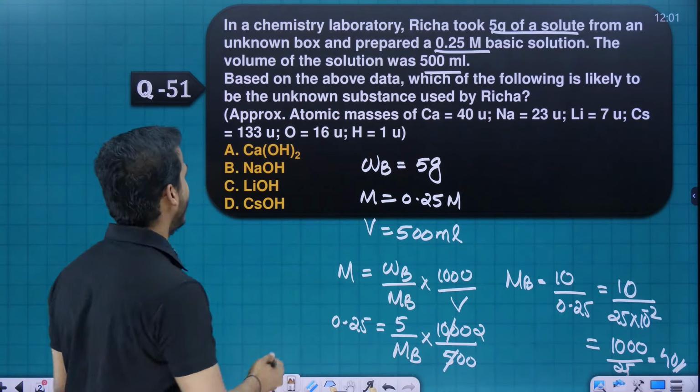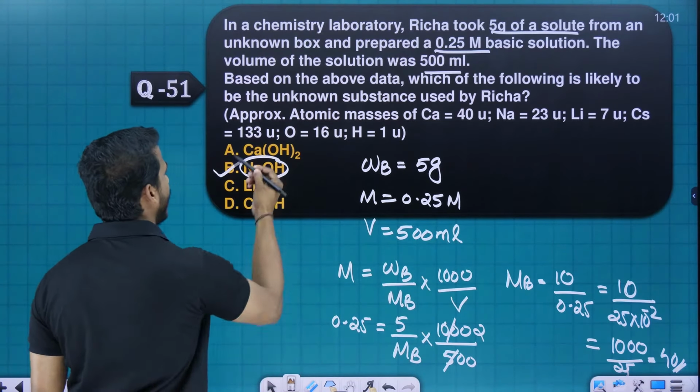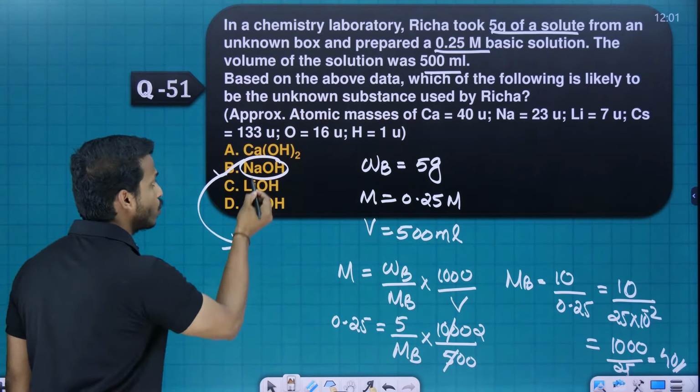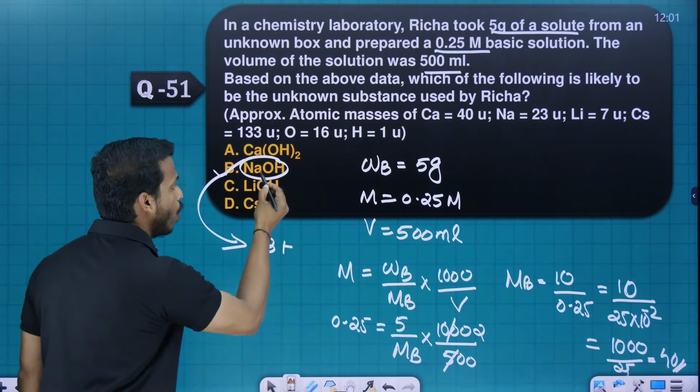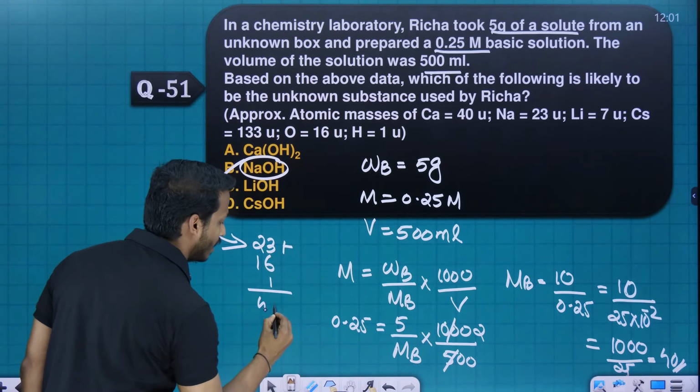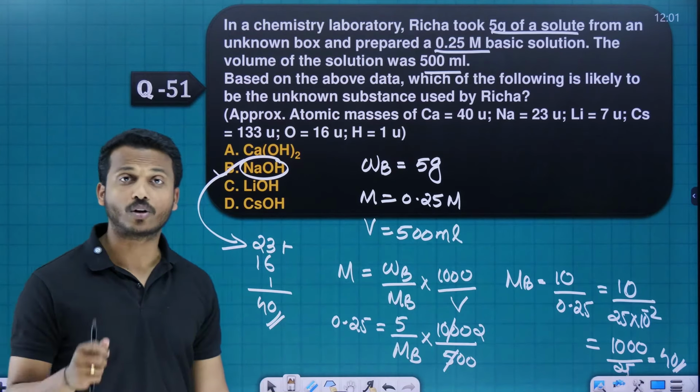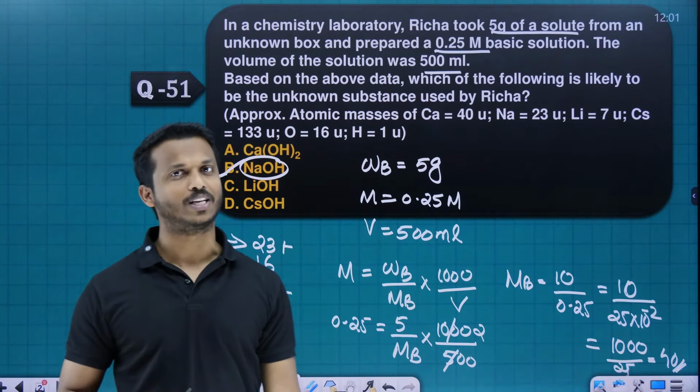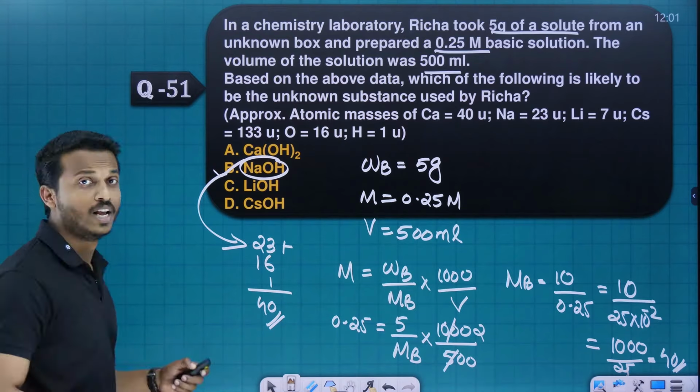What is the 40, the molecular mass of? What is the solute we have? That is NaOH, right? What is the mass of NaOH? 40. Sodium mass is 23, oxygen mass is 16, 1 hydrogen. See, all of you? 40. So 40 is the molecular mass, the solute is what? That is sodium hydroxide. Clear, all of you?